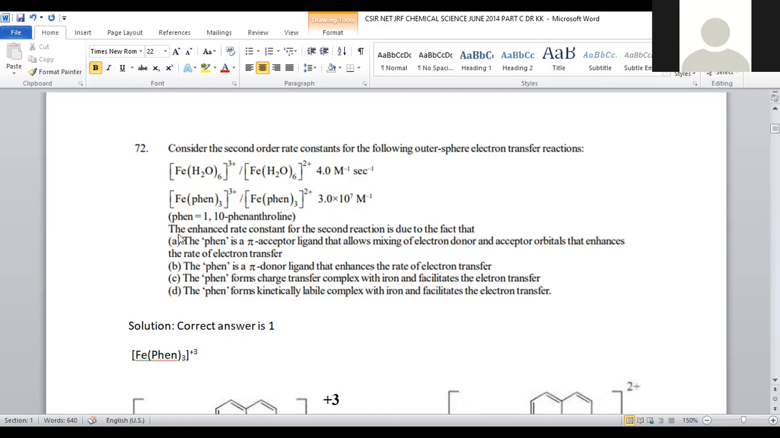So in both cases, the enhanced rate constant for second order is due to which fact? Here, if you observe the iron hexaquo complex and the iron 1,10 phenanthroline complex, both complexes were given. In case of the first reaction, a 4.0 value is given. In case of the second, 3 × 10^7. That means the rate of the reaction is increased by many folds. What could be the reason for this increased rate of the reaction observed for the second one? What could be the factor for this?